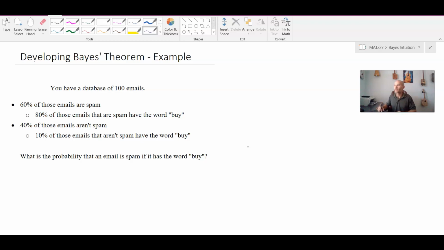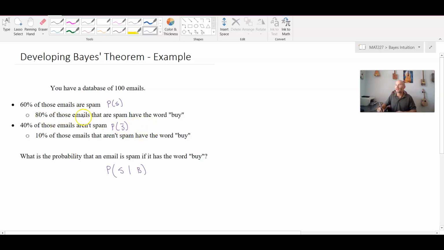Okay, so in this situation, if we denote S as an email being spam, then what we're looking for is the probability that an email is spam if it has the word buy. So if it has the word buy is another way of saying given that it has the word buy. So out of all the emails that have the word buy in it, how many are actually spam? The probability that we're given up here is that 60% are spam. So the probability that an email is spam is 60%. The probability that an email is not spam is 40%.